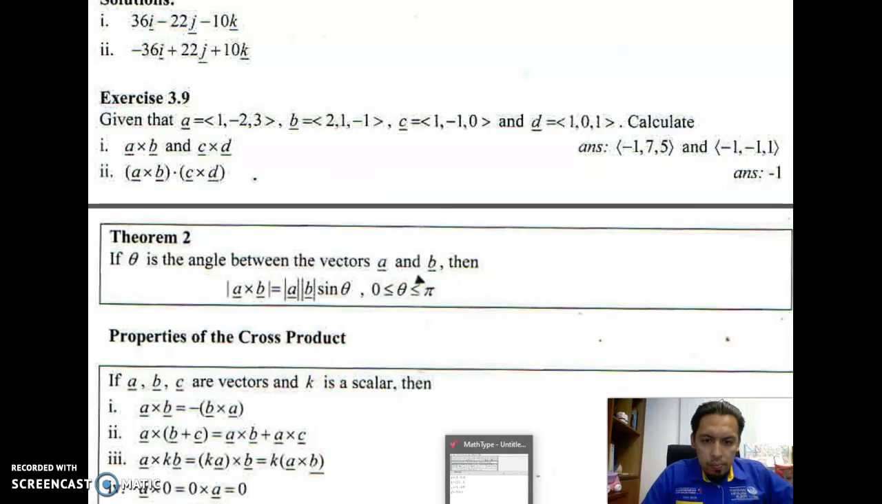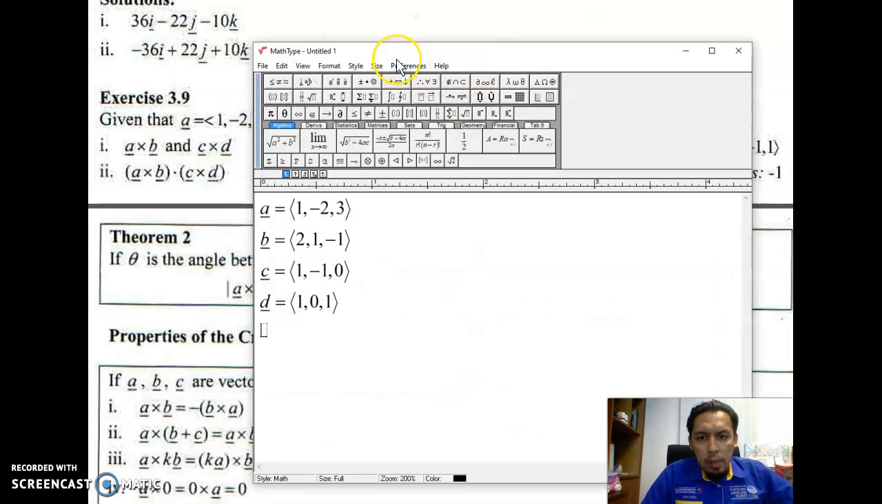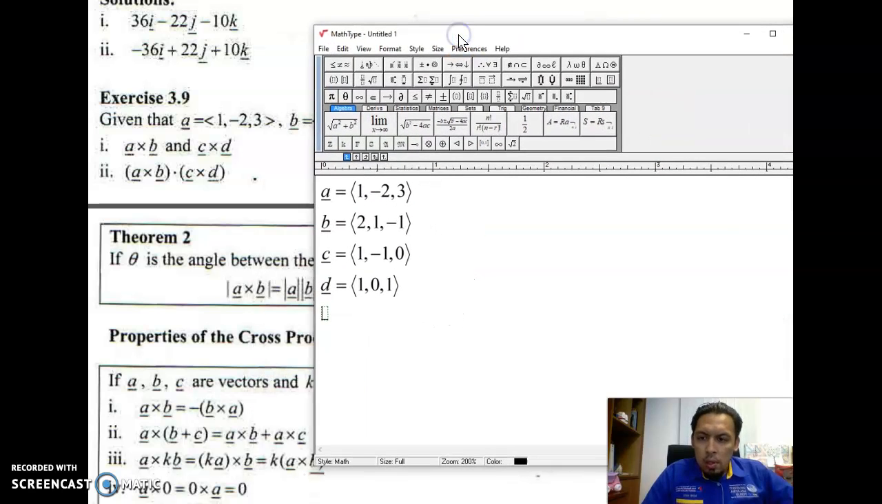I've typed down all of the vectors. Now first we need to conduct A cross product B, which is actually a vector. Now to conduct a cross product, as I said, we are going to find a determinant using the cofactor method.